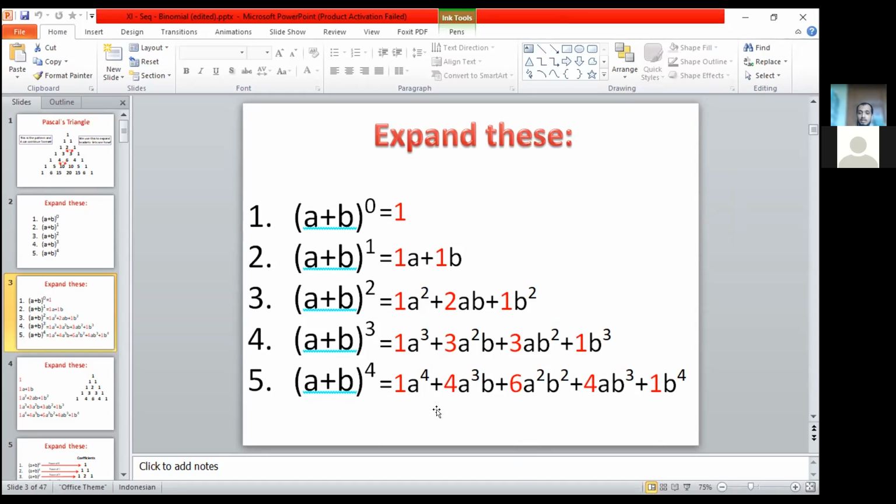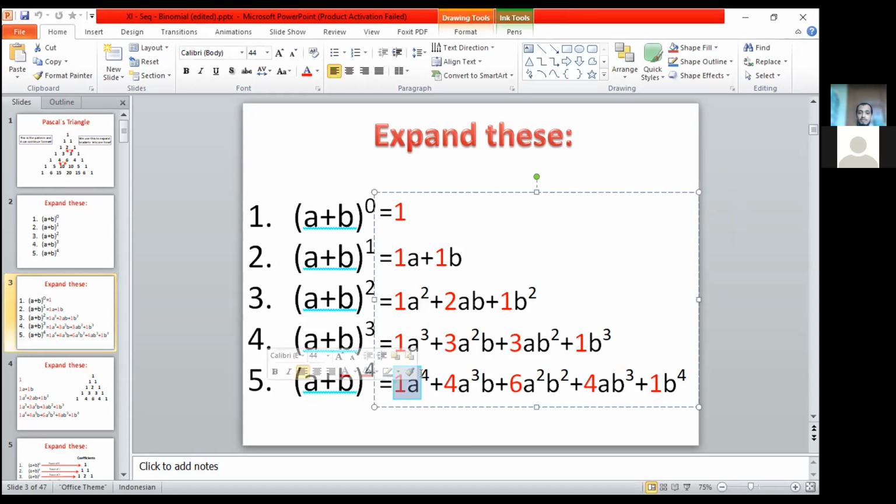Actually, you can notice one more thing about the power. For a, it goes from the highest power to the lowest power, and for b, it goes from the lowest power to the highest power, right? And the sum of the powers will always be the same for each term. In the first term we have a to the power of 4, so the sum of the power is 4.